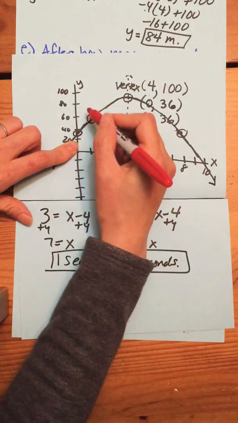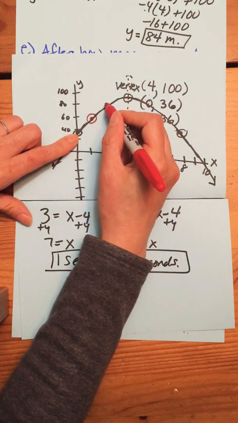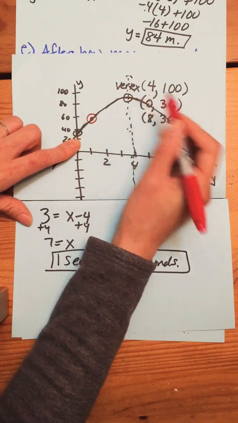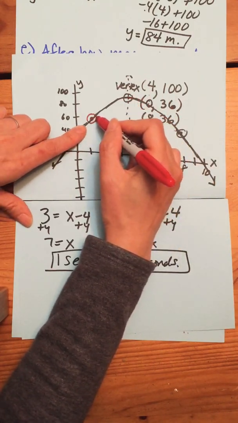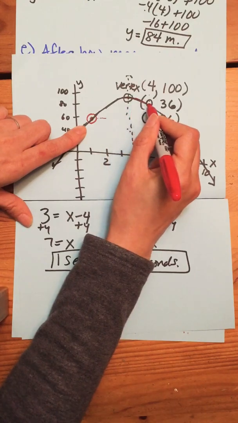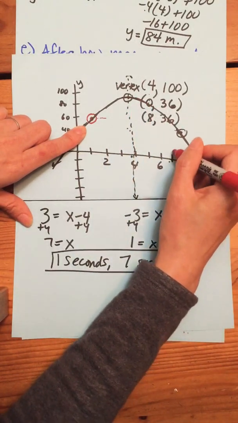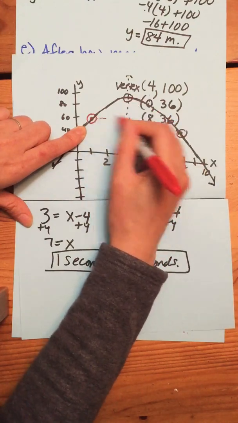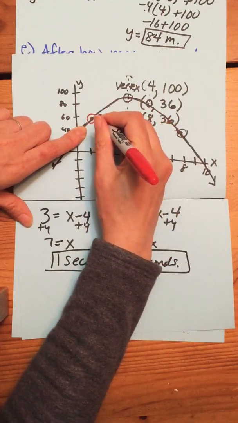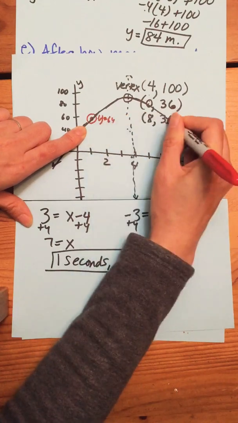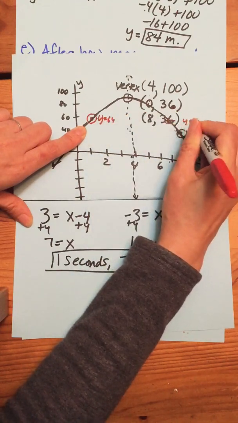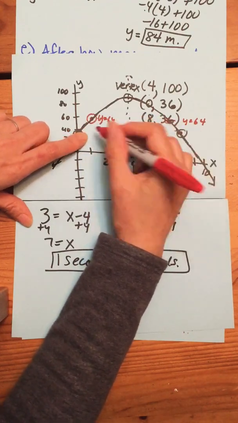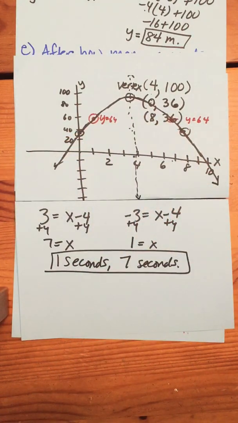So after 1 second, it is up here, which should be 64. Well, but then it keeps going up all the way to the vertex at a height of 100, and then it falls back down, which means it's going to hit this height of 64 again. So if I go back down, then at 7 seconds, it hits that same height of 64 again. So it hits most heights twice, basically. And that's why you have two answers.